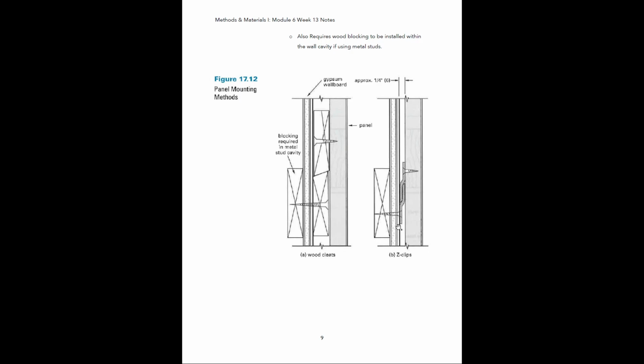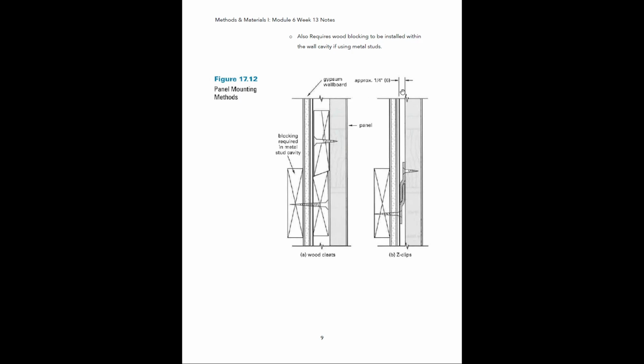The other method is the Z-clips. So you can see it's pretty much the exact same setup as you have with the wood cleats, except with the Z-clips, you have these interlocking pieces of metal. So you're going to screw one into the back of the panel, and then the other one you're going to screw into the wood blocking within the wall cavity. And then you're going to lift this one up into place, and you're going to slide it down so that these two clips interlock with one another, and that's actually going to hold it to the wall.